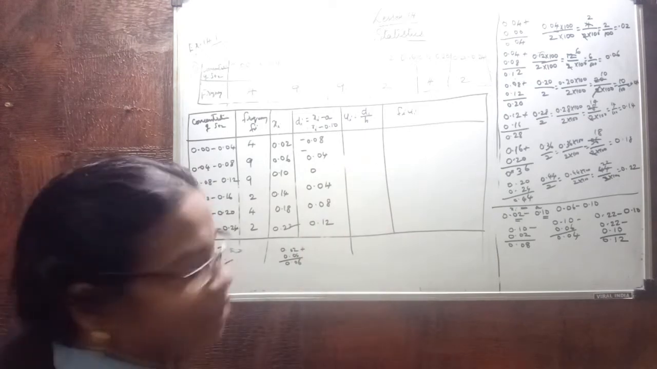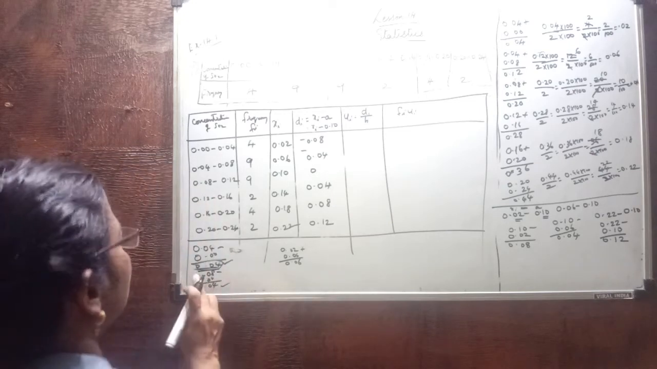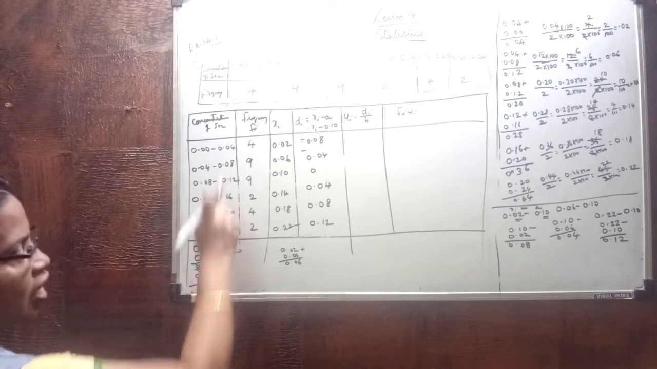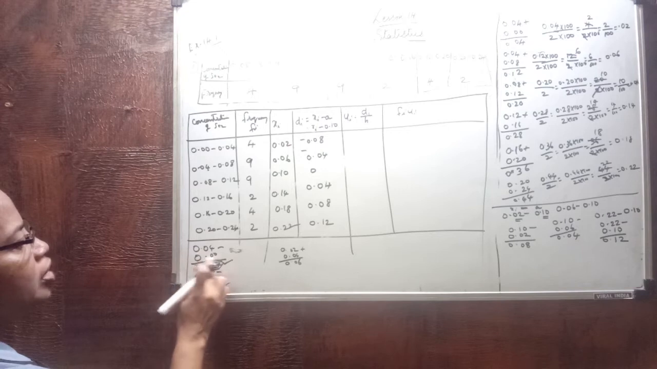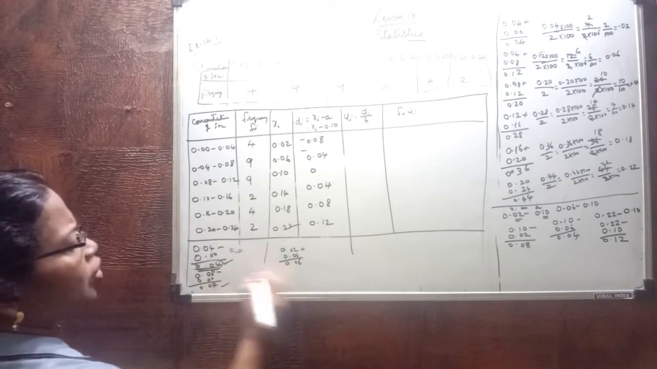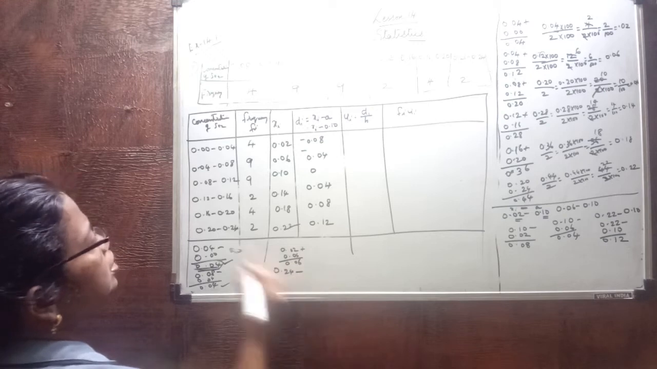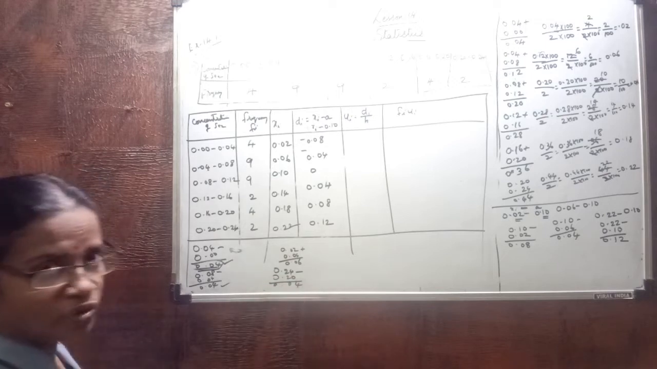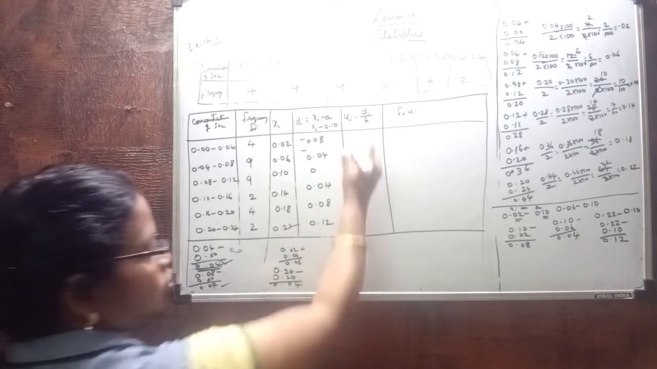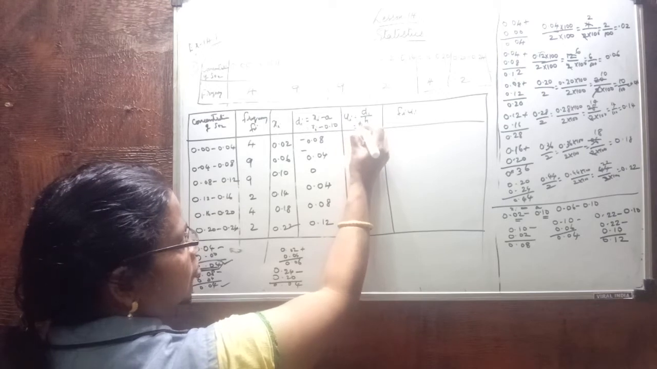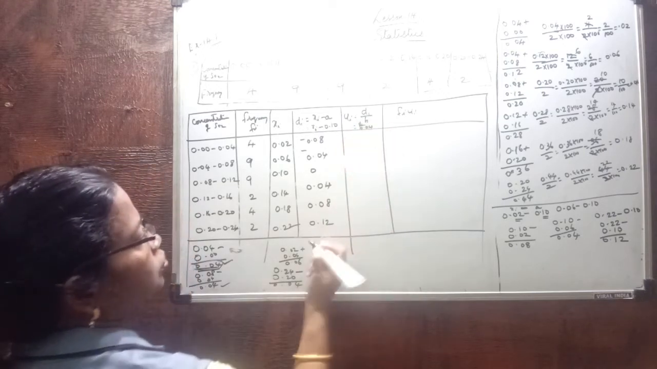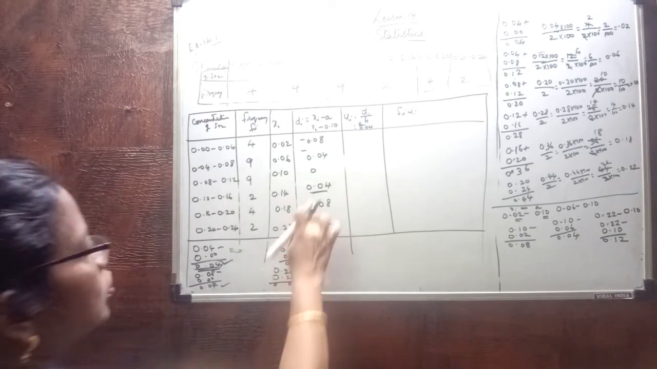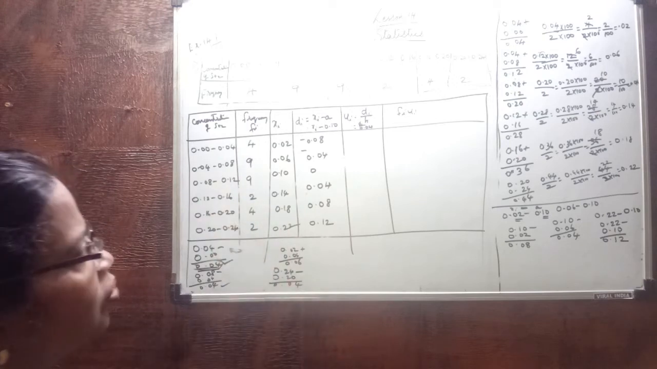Now u a is d i by h. What is h? I told you h is 0.04. Upper limit minus lower limit, upper limit minus lower limit. Anything you can take, 0.24 minus 0.20. What will I get? 0.0004, which is 0.04. So it is d i by 0.04. This is the h we are going to take. So from here it is the class difference 0.04.